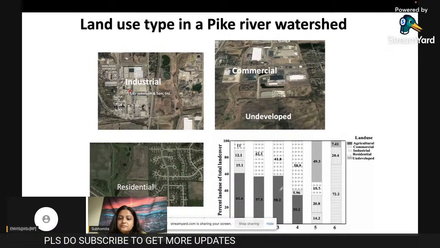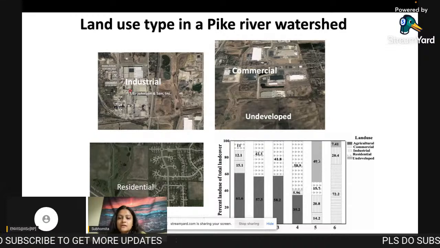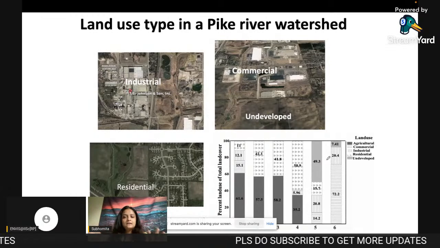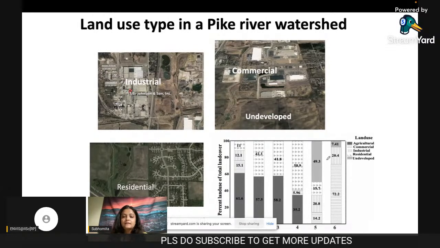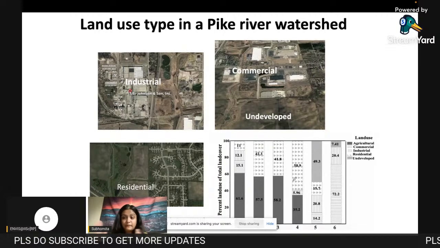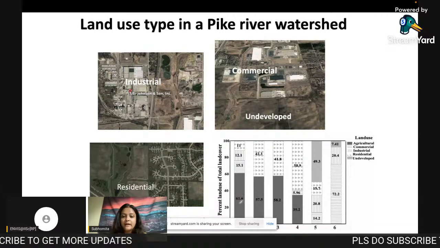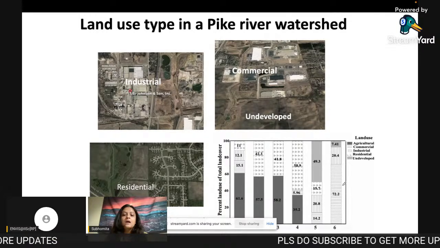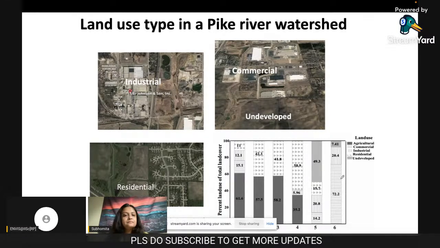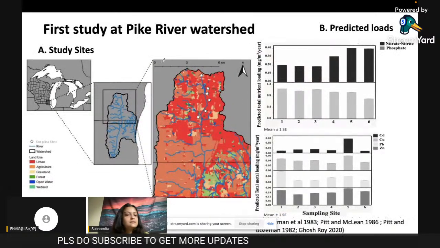So this graph shows the six wetland sites that I chose, which I will come to in a second, that I worked with, and how the land use is different among them. Some of them have a high amount of agricultural use, some of them have a high amount of industrial and commercial usage. So that's the entire study site.